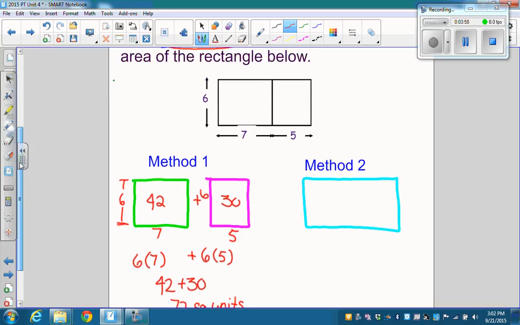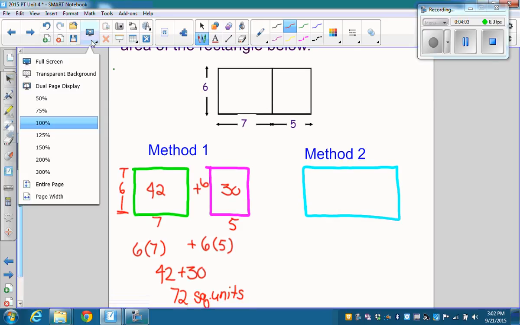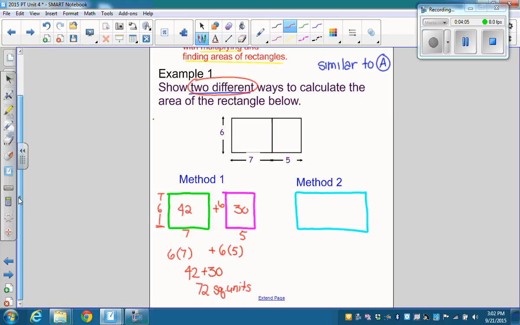You should put in units. If it asks for area, yes. Let me shrink that up a little bit. Do you still see that back there? Okay.